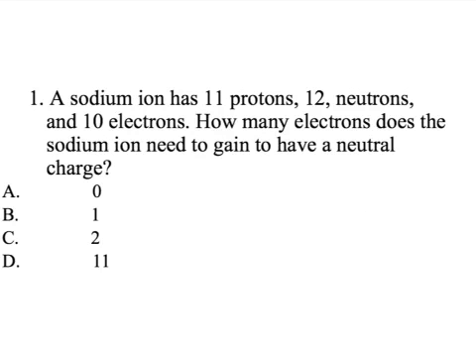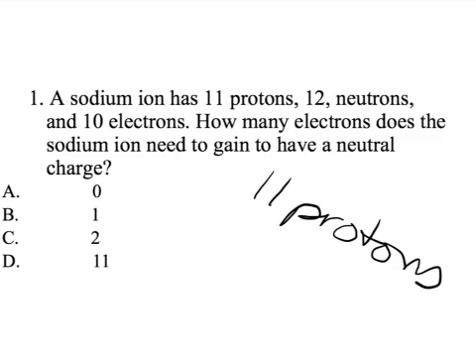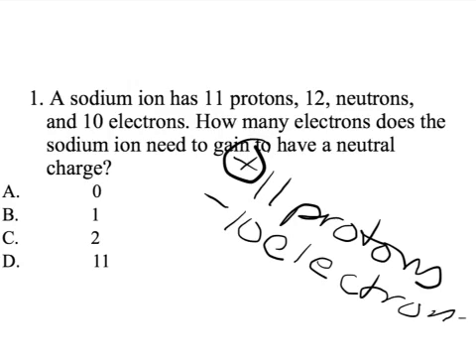So, a sodium ion has 11 protons, 12 neutrons, and 10 electrons. How many electrons does the sodium ion need to gain in order to have a neutral charge? Well, it has 11 protons, and those are your positive charges, and 10 electrons. What's the difference between them? 1. So it needs to gain 1. Okay? Next question.